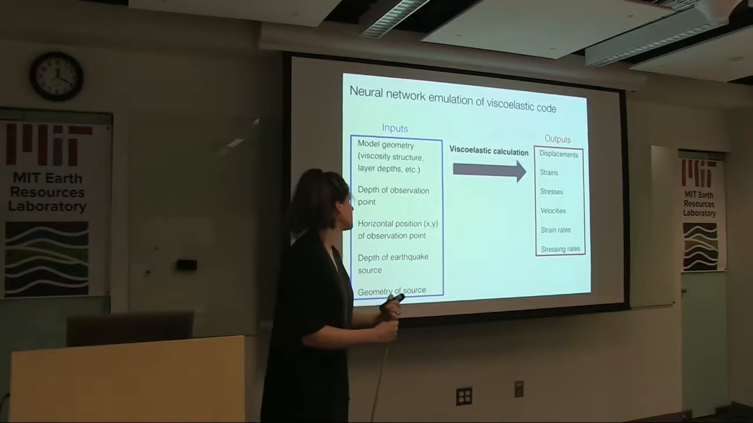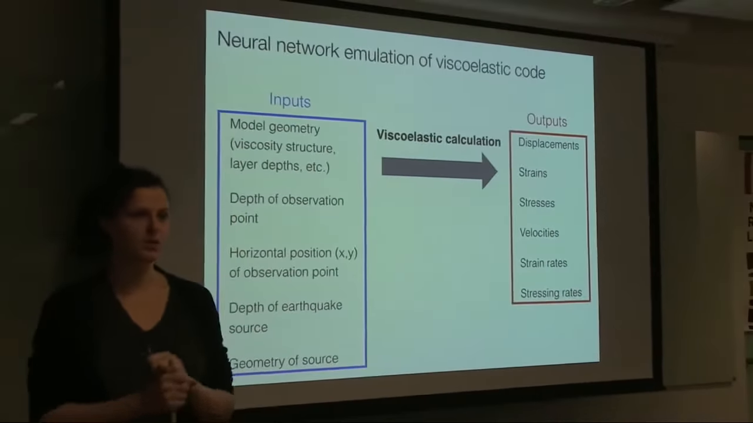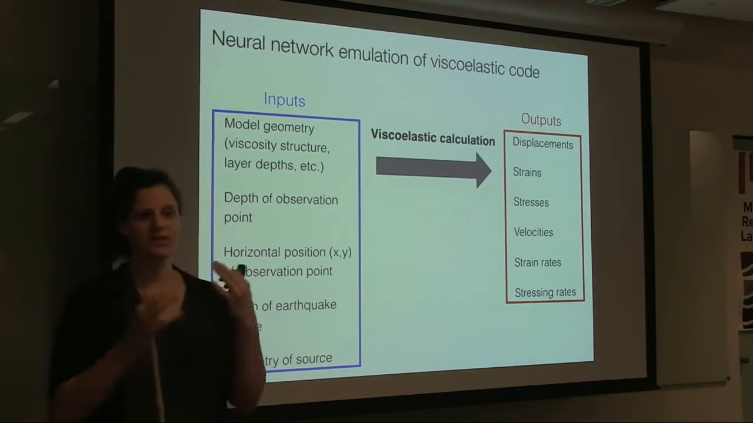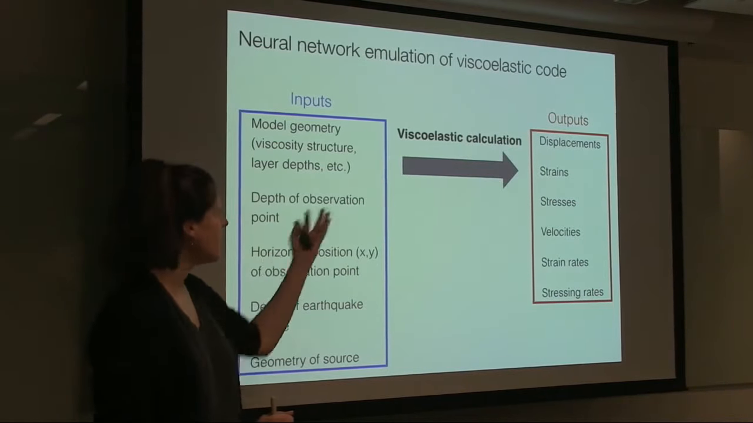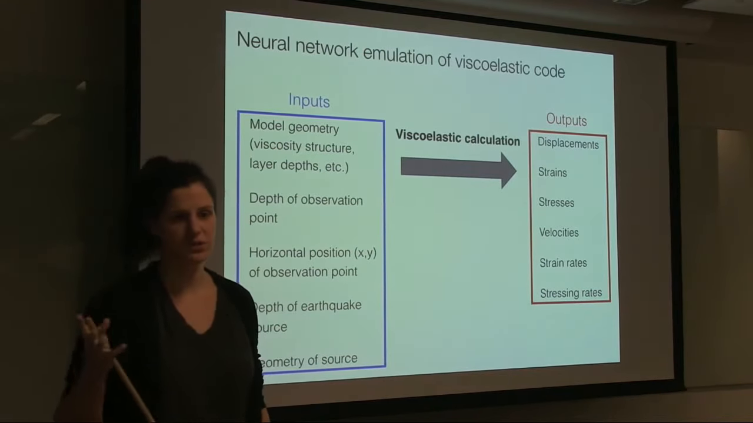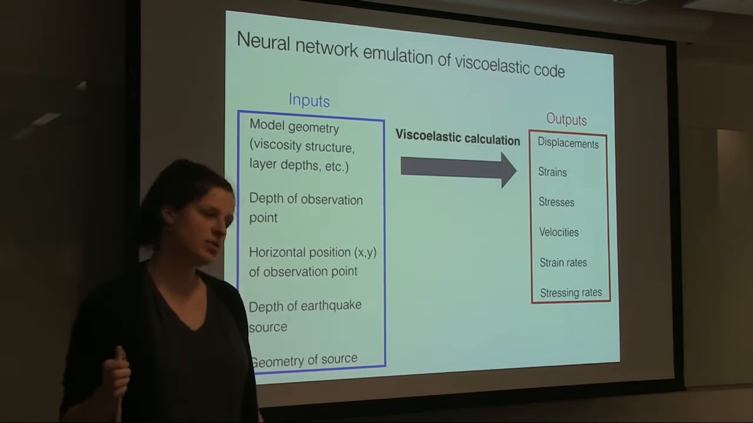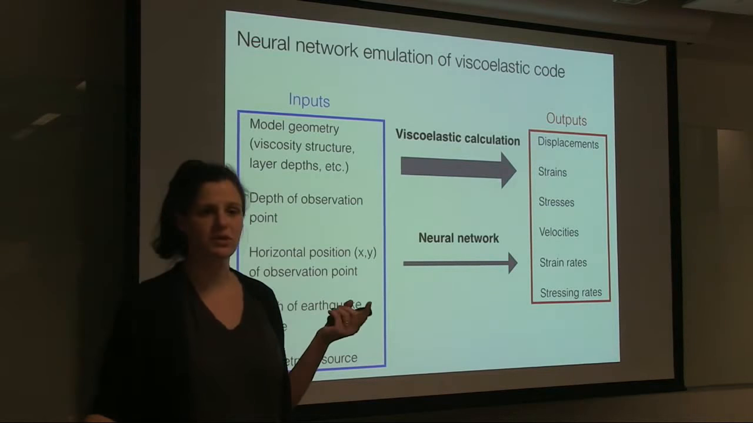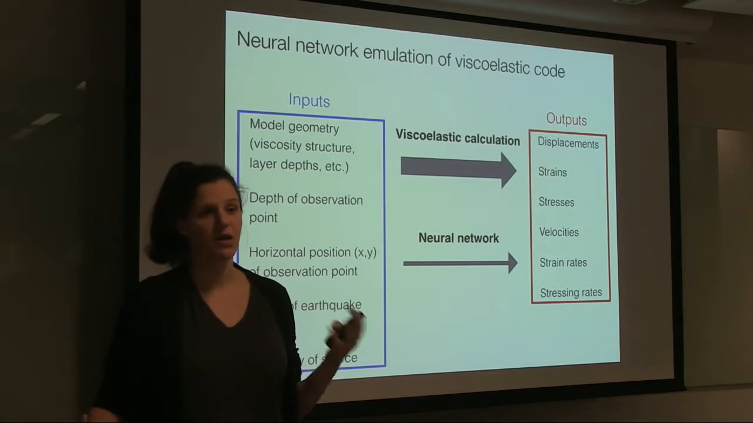We had this viscoelastic model that took as inputs things like the location of the source, location of observation points, the time of the observations, and so on, and calculated outputs that we wanted to know: strains, stresses, displacements, and so on. And we wanted to essentially find an equivalent neural network that could do this same mapping from inputs to outputs quickly, efficiently, reliably, and on any device.